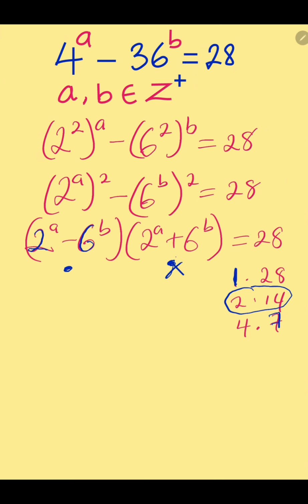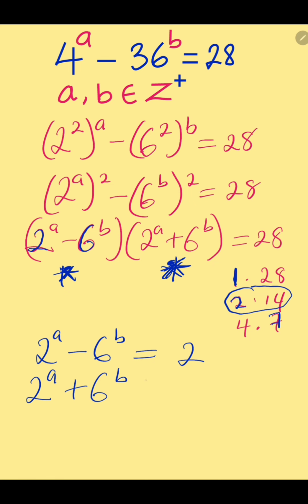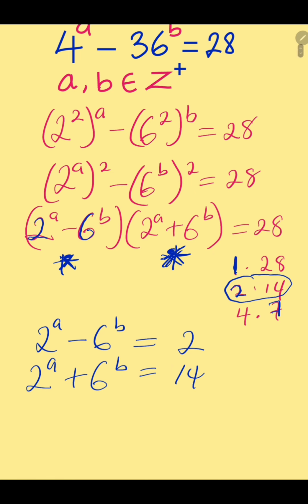But this one that is positive should be bigger, so this should be equal to 14, while this one that involves subtraction will be 2. So I can write that 2^a - 6^b = 2, while 2^a + 6^b = 14, right?